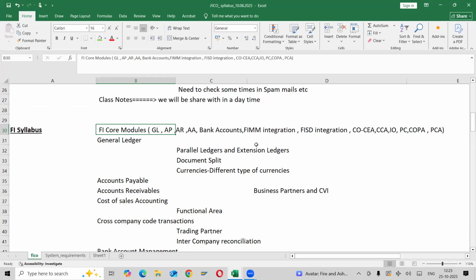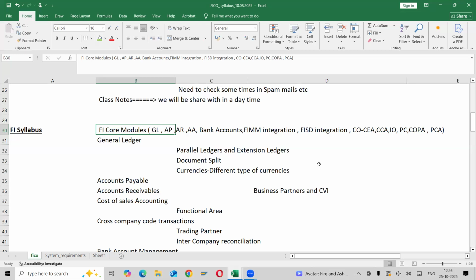Again, we are going to discuss different integrations: finance with materials management, and finance with sales and distribution. In the controlling module: cost element accounting, cost center accounting, internal orders, profit center, COPA (controlling and profitability analysis), and profit center accounting. We are going to discuss profit center and profit center accounting in depth.